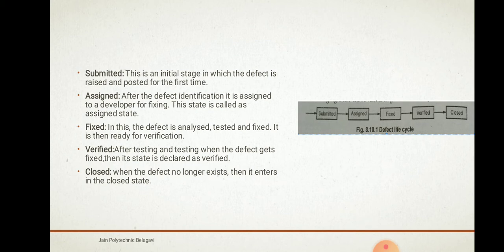Assigned. Now once you identify the defect in the program, it is assigned to a developer for fixing. Once a tester finds there is a defect in the code or in the development, the tester will tell the developer to fix that defect. So that is the assigned state.